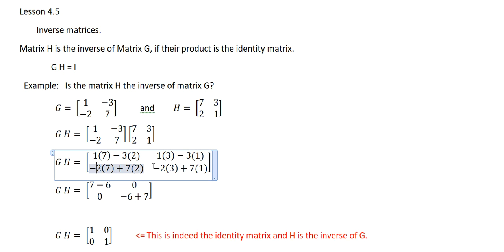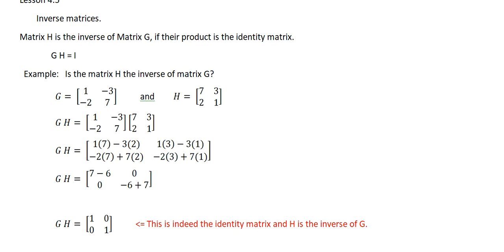All right, so real quick here, we're going to use these coefficients again, minus 2 and 7. We're going to multiply them by 3 and 1, and so that comes to minus 6 plus 7. That's going to be 1. And indeed, H is the inverse of G because their product is the identity matrix.